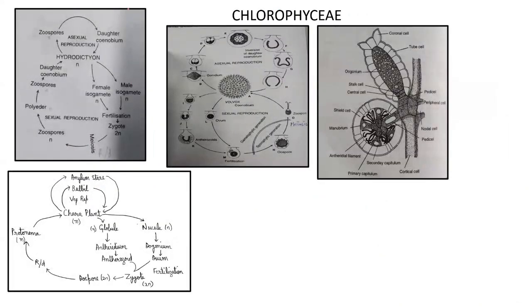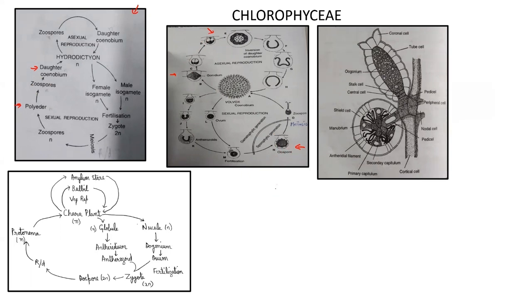The next genus is the hydrodictyon. In hydrodictyon life cycle, two things are important. That is the formation of daughter coenobium and the formation of polyeder. These two things you should know from hydrodictyon. Now moving on to volvox. Volvox also shows you coenobium, and in volvox you should know how the gonidia are formed, and how the inversion process takes place. Apart from this, you should also know how the oospore is formed. This is important with exam point of view. Now coming on to the next genus, and that is Chara.